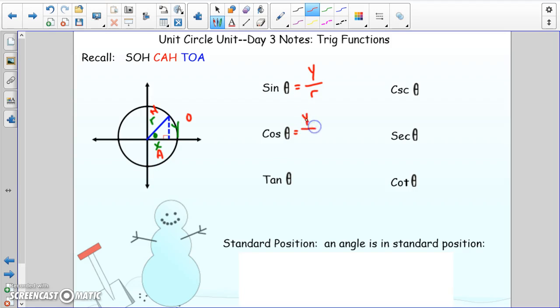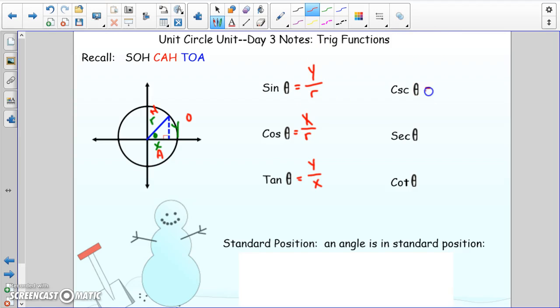So x, oops, that's an x, and then over the hypotenuse of r. And then tangent is O over A. The opposite side we identified as y. The adjacent side is our x. Okay? So to get the other ones, we're just flipping their reciprocal partner.